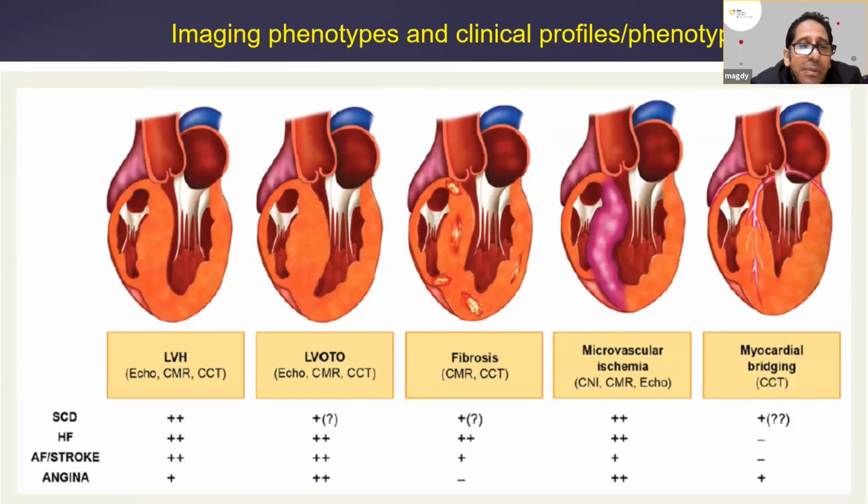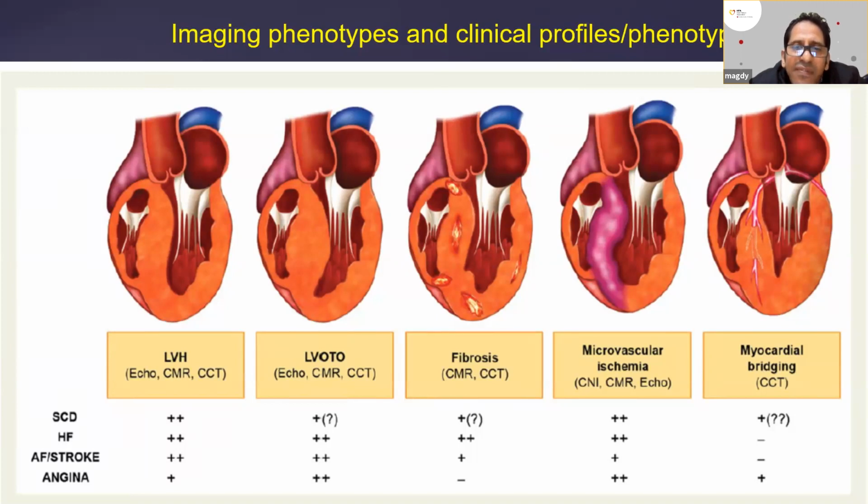The imaging phenotypes include echocardiography, CMR findings, and CT angiography. If we look at LVH, for example, detected by echo, CMR, and CT, the risks of sudden death, heart failure, atrial fibrillation, stroke, and angina are correlated with LVH detected by these imaging modalities. And LVOT obstruction is correlated with heart failure risk, atrial fibrillation, stroke risk, and angina as well, and it may play a role in sudden cardiac death.